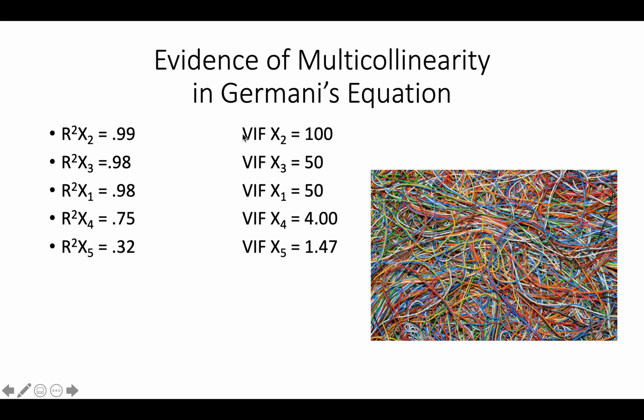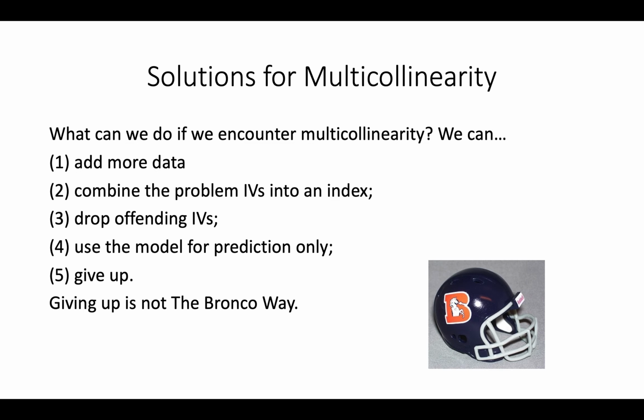If we look at the VIFs, remember the key VIF is one that is greater than or equal to 5. Well, we see that for x sub 1, x sub 2, and x sub 3, VIFs of 50 and 100. Major problem.